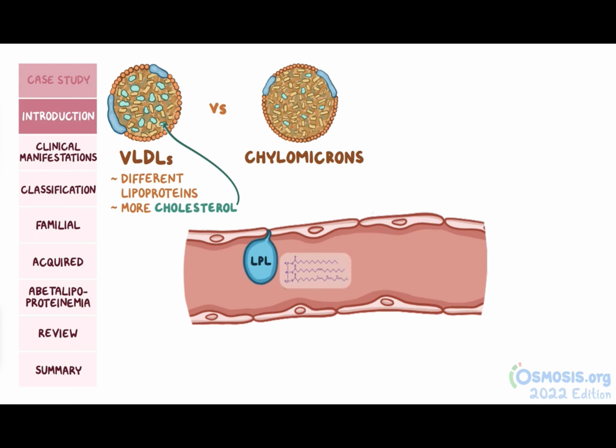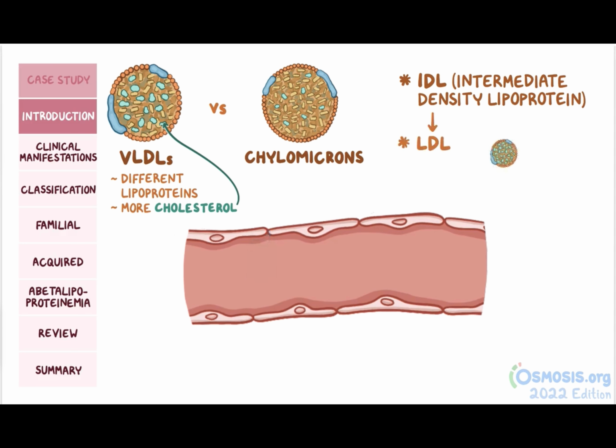As more and more triglycerides leave the VLDL, it becomes an IDL, or intermediate density lipoprotein. And when there's more cholesterol left than triglyceride, it becomes an LDL. LDLs then travel around in the blood, where they are endocytosed by cells with LDL receptors. This can happen when they go back to the liver or in peripheral tissues that need cholesterol to function.